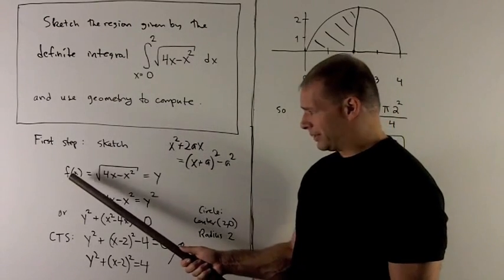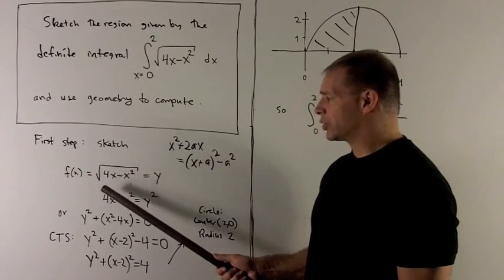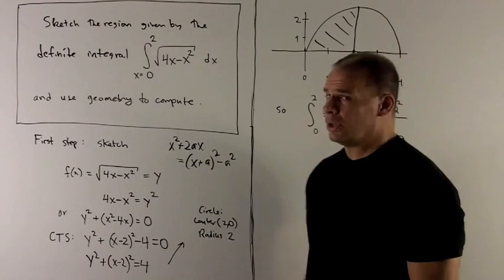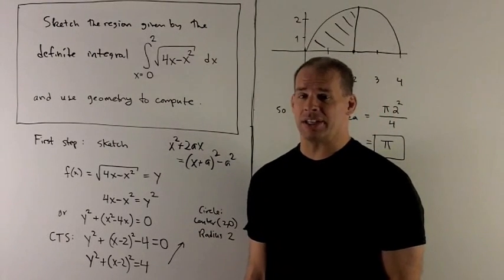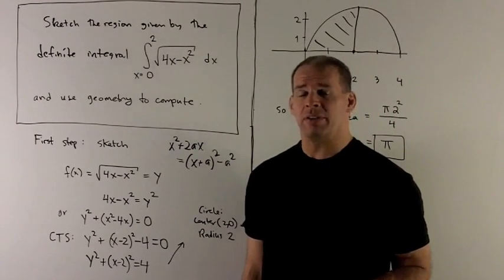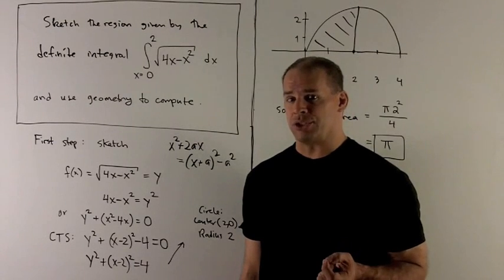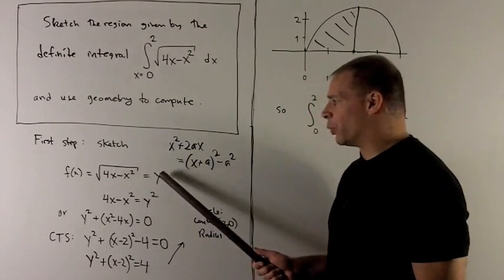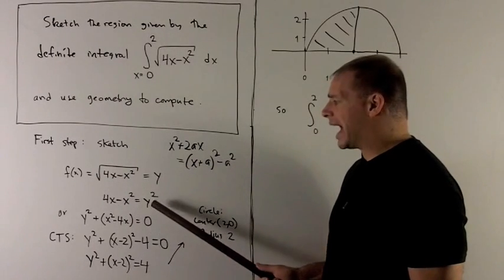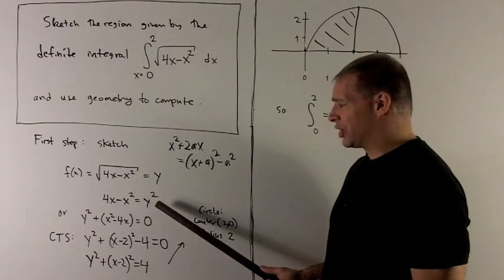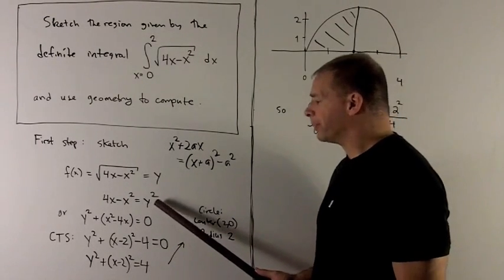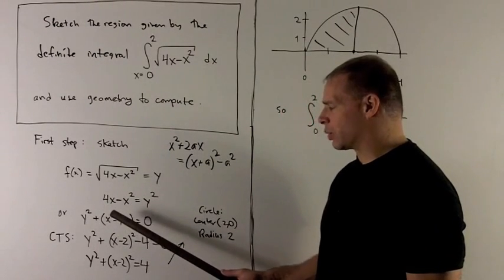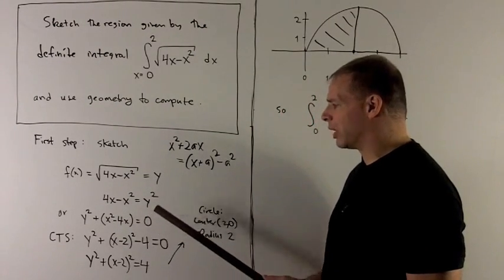So I want to know what f of x equals the square root of 4x minus x squared looks like. We could try to apply methods of calculus, first and second derivative, but much more elementary methods are going to get us through here. So I just let this be equal to y, square both sides, and then we notice this is shaping up to look like a circle. I push everything to one side. I get y squared plus x squared minus 4x equals 0.